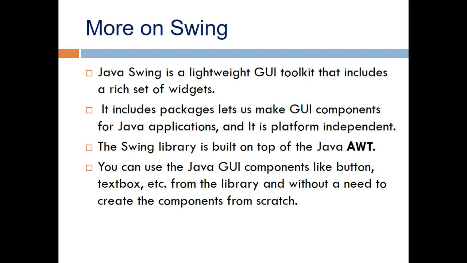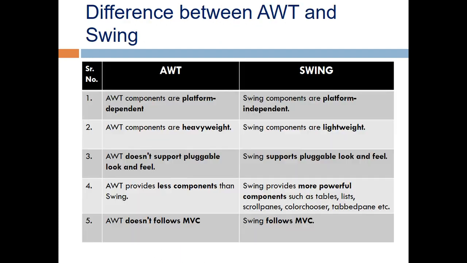We are going to elaborate and see more on it later on in the video. Okay, now what's the difference between AWT and Swing? AWT components are platform dependent. If you want AWT, you have to run it on the specific platform. However, Swing is platform independent. And as I already told you, the AWT components are heavyweight. They require more memory space. And the Swing components are lightweight. They don't require any specific amount of space and memory as compared to AWT.